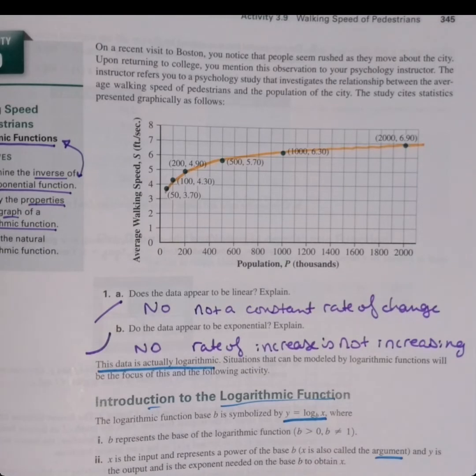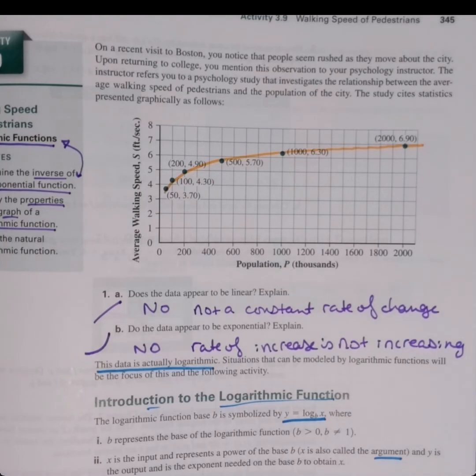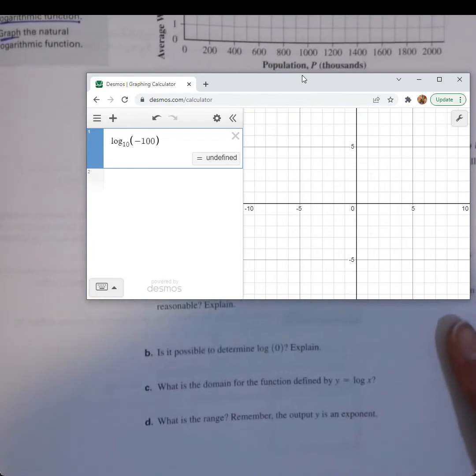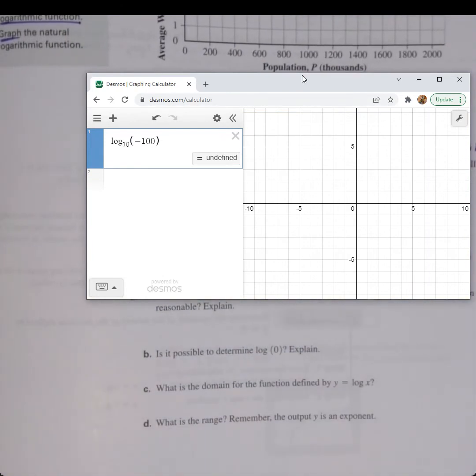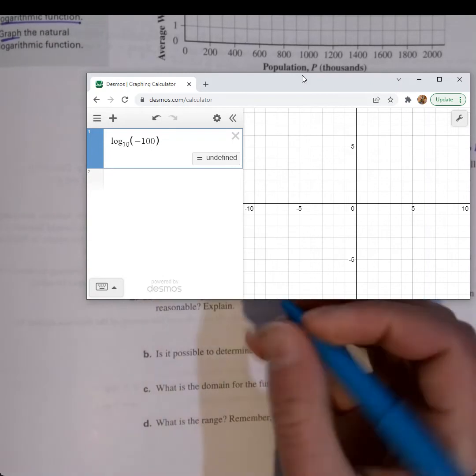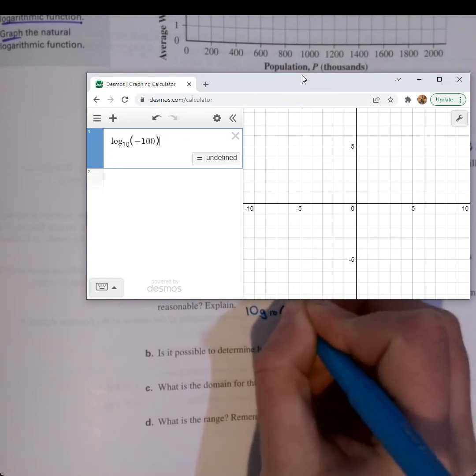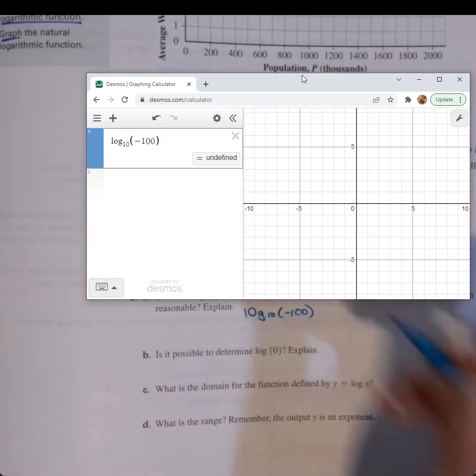All right. So evaluate log base 10 of negative 100 using my calculator. I don't have to type the little 10, but since they did, I will go ahead and do so. And it says undefined. What do you observe? Does it seem reasonable? Explain. Okay, so it's undefined.